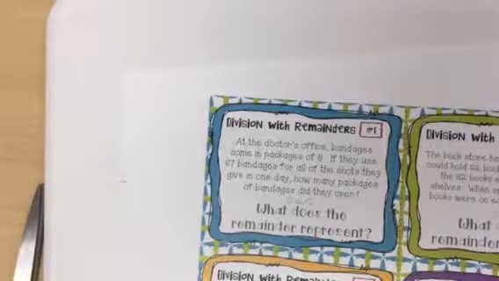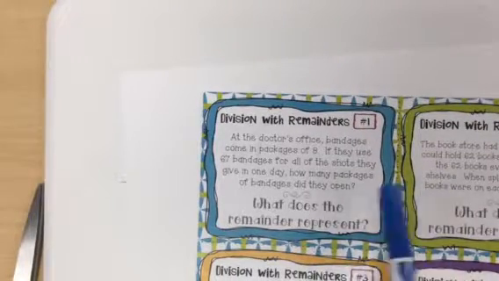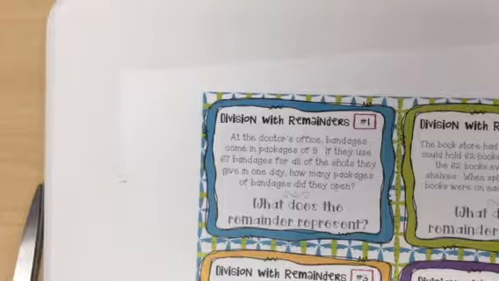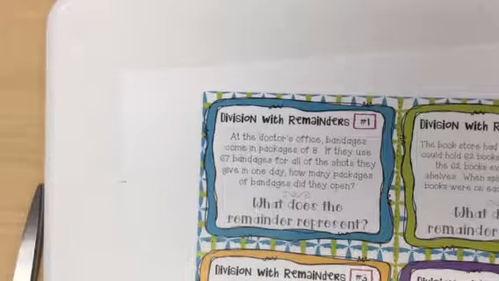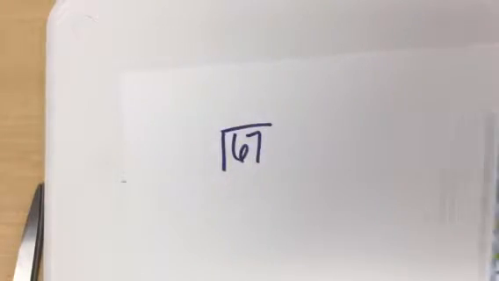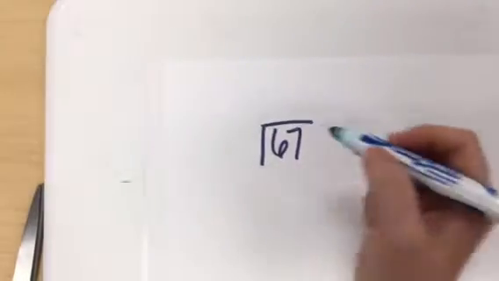All right, I'm going to show you some examples of when you would add, use, drop, or share remainders. For the first example, I'm going to look at one of the task cards you're going to be given, so I'm giving you an answer here. At the doctor's office, bandages come in packages of 8. If they used 67 bandages for all of the shots they gave in one day, how many packages of bandages did they open? So I see 67 in packages of 8. So I'm going to try and figure out how many packages they opened.